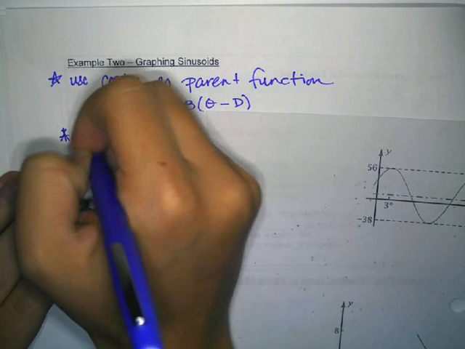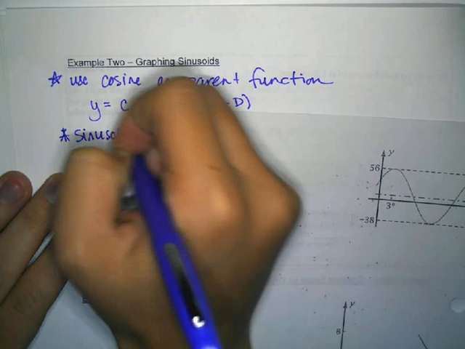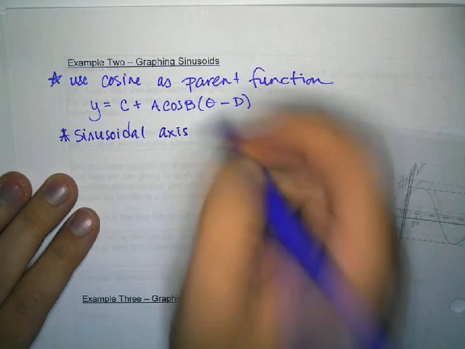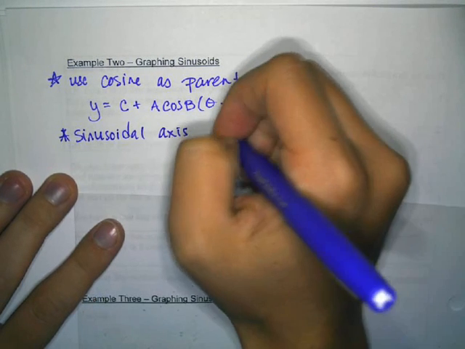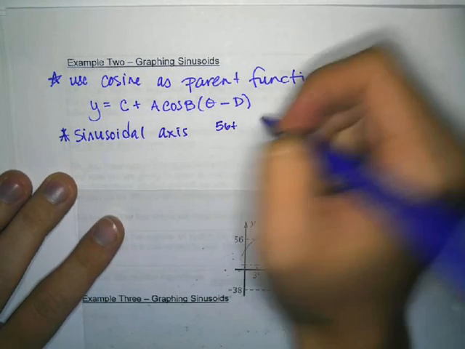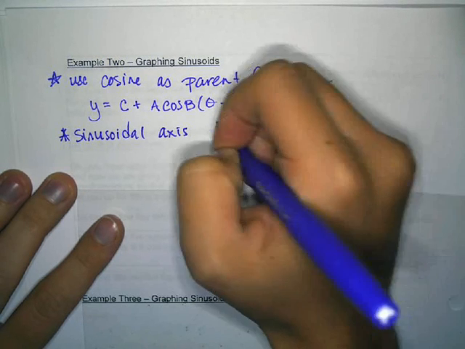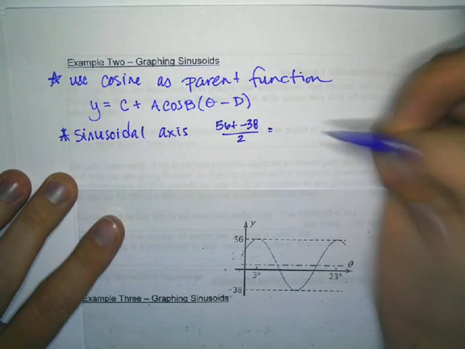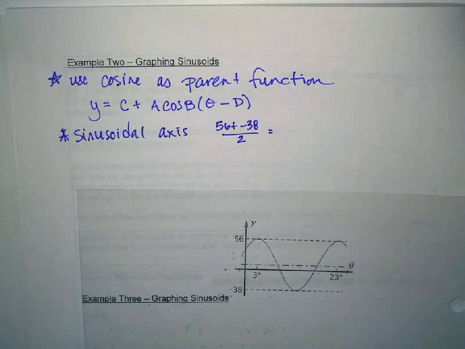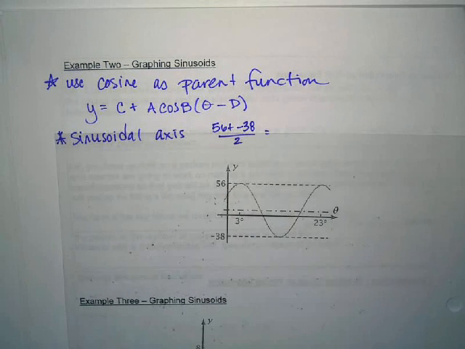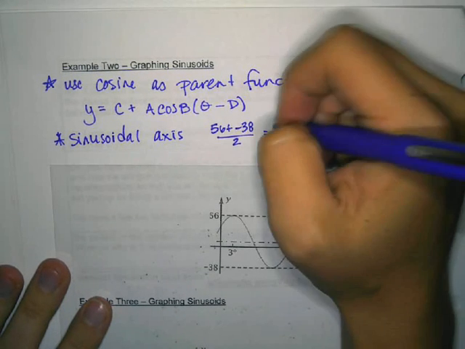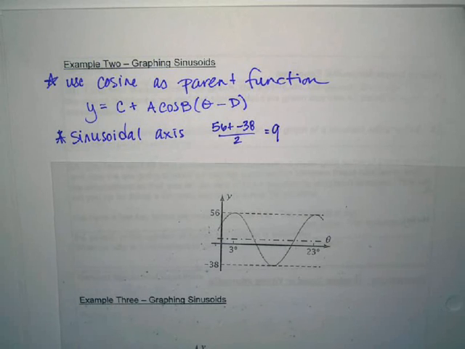So to find the sinusoidal axis, we're going to add the upper and lower bounds. So 56 plus negative 38 and divide by 2. Because you're finding the middle. The sinusoidal axis is always in the middle between the upper bound and lower bound. What is that value? 9. Okay, so that's going to be my C.